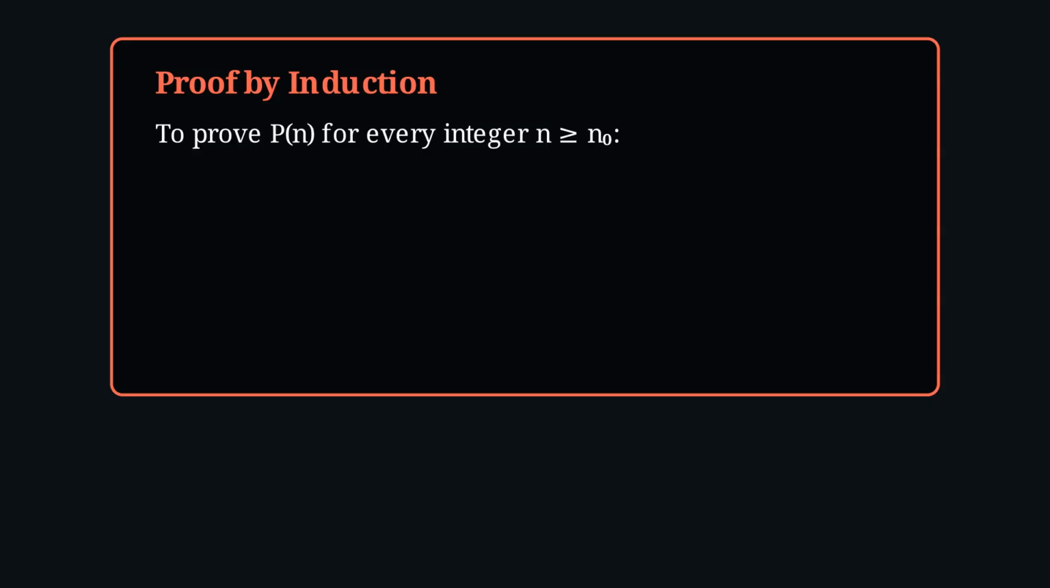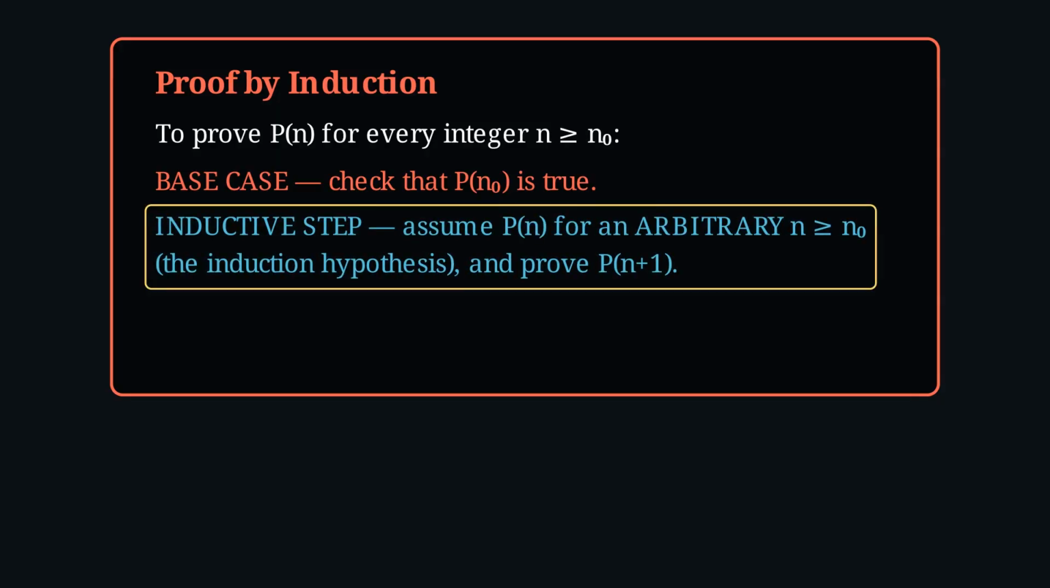The method has three moves. Base case. Check the property at the first rank. Push the first domino. Inductive step. Assume the property at one arbitrary rank. That assumption is the induction hypothesis. And prove it then holds at the next rank. That's the spacing. Any fallen tile knocks its neighbor.